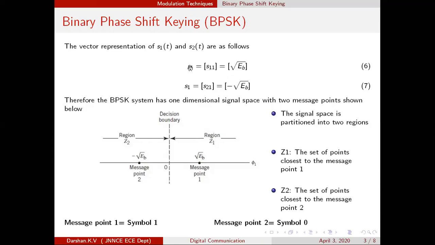First let me plot this S1. Plotting is very simple. Observe this vector as a point, root EB. So root EB is plotted over here. You assume that this is the 0 line. So minus root EB is plotted to the left of the 0. Correct. So now this is S1 and this is S2.